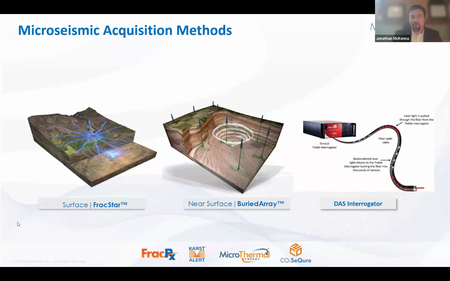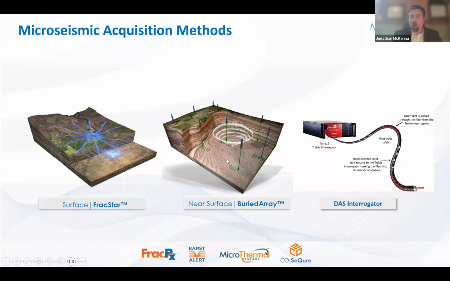So our acquisition methods, we dominantly have two methods measuring from the surface, and then one that can be used more downhole. The two surface methods are a frac star and then a buried array. Our frac star is meant to be a less permanent installation that's laid out right at the surface with geophones emanating from the pad, or the center of the wellbore that's being monitored. And then this can be laid out and collected very quickly.